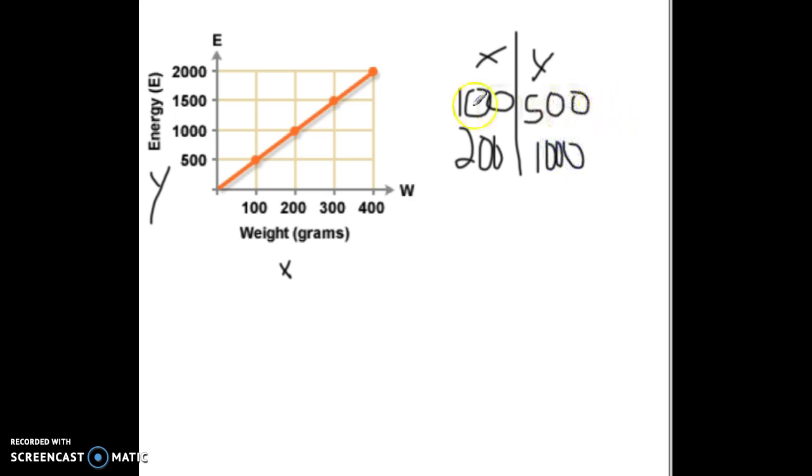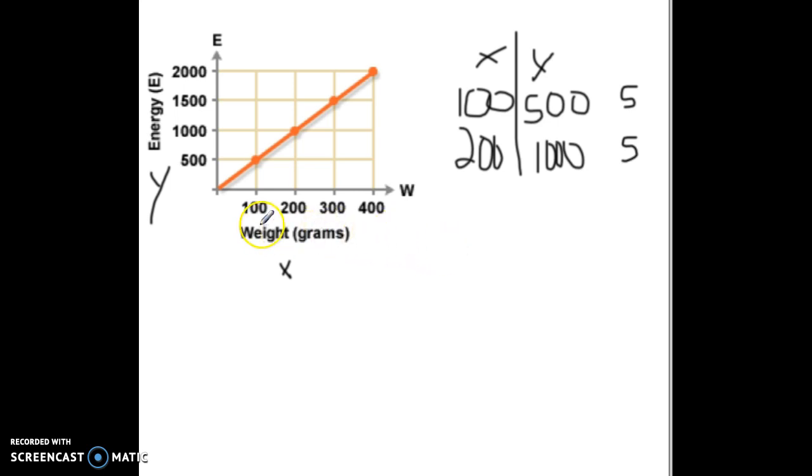So we would do y divided by x. We would do 500 divided by 100, which equals 5. We can do 1,000 divided by 200, which equals 5. If we pick another point, 1,500 divided by 300 is 5. 2,000 divided by 400, it's 5. So we keep coming up with that same number. So that means that it's proportional.